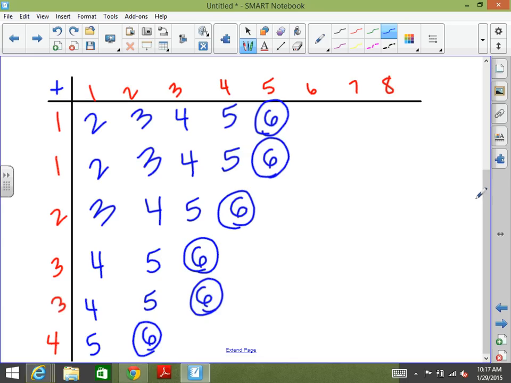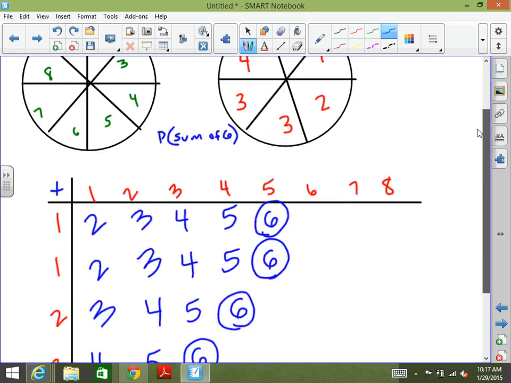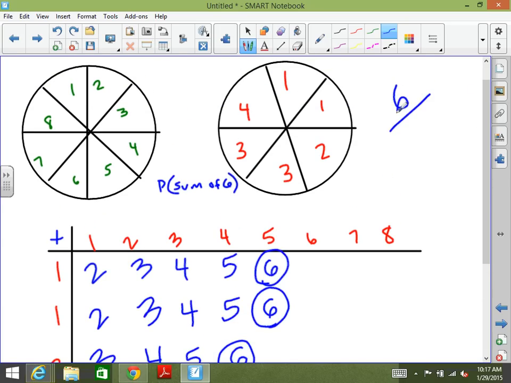Okay, how many 6s did we get? 6. Bottom number now. How many outcomes here? 8. So we get 8 times. How many outcomes here? Don't say 4. How many outcomes are here? 6. Because there's 6 spots. So what's the bottom number? 48. Can I reduce that? We get 1 over 8.